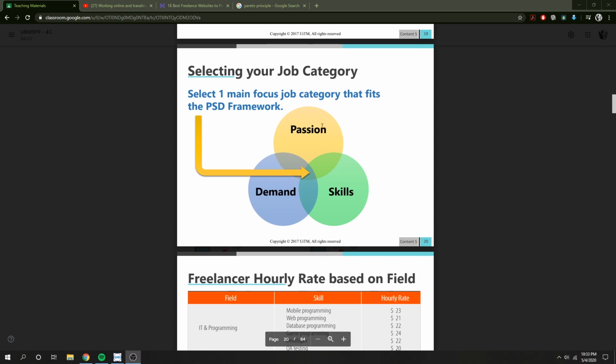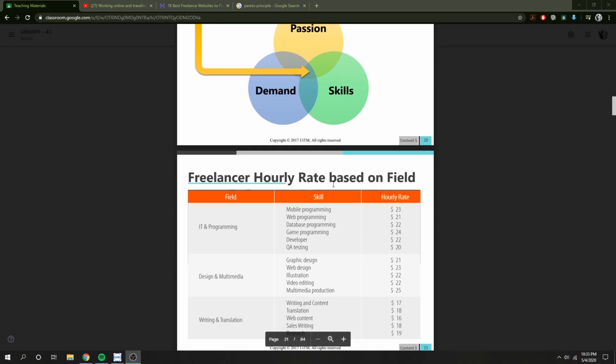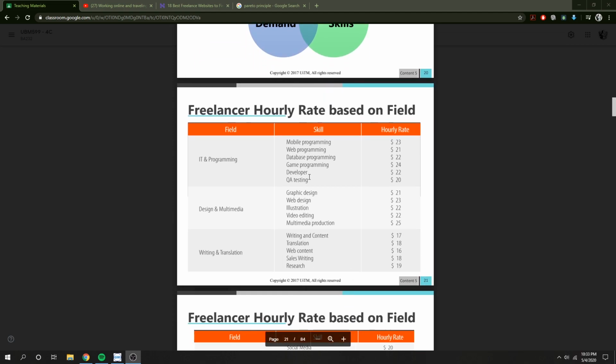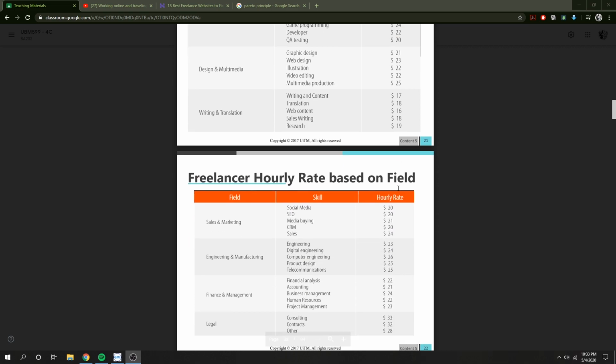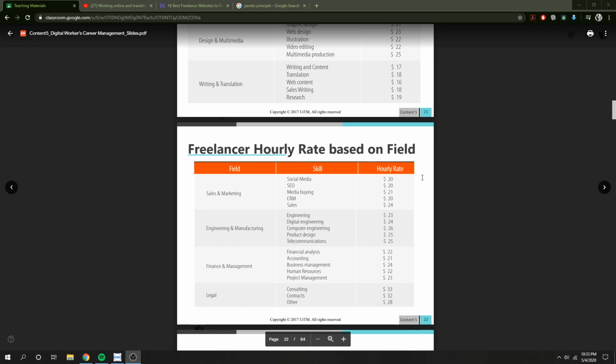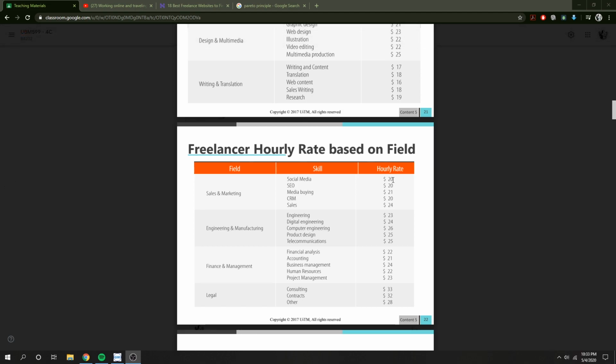Okay, this one is PSD, passion, demands and skill. Okay, mostly dalam kategori of jobs dalam freelancer yang dia offer, mostly for the IT, programming, design and multimedia, writing and translation. This is the common job. Okay, hourly rate, this is suggestion lah, mostly, ataupun bukan suggestion, the average pay per hour is $20 something, and writing, of course, they get a less punya pay lah, depends on what kind of content you writing. Sales and marketing also dalam 20 average per hour.